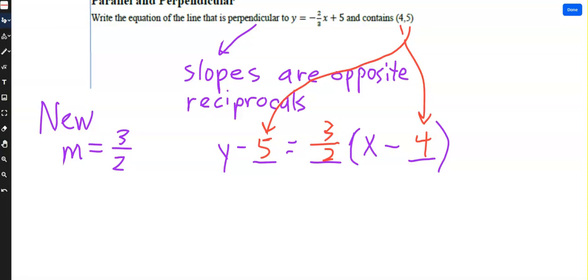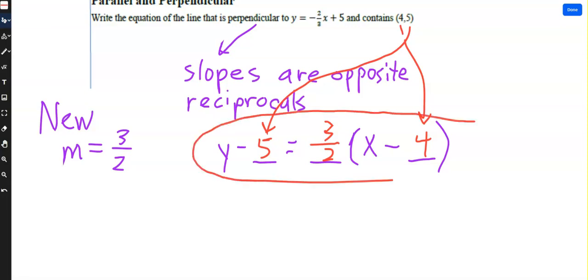All they asked me for was the equation of a line that's perpendicular to the one given. Well, there it is, folks. I'm not going to waste your time making you solve it for y. Now, if you can't sleep at night because it's not solved for y, okay, be my guest, solve for y. But I don't think it's necessary.